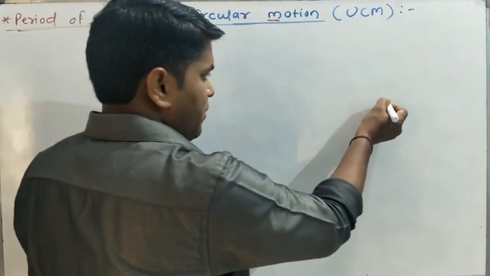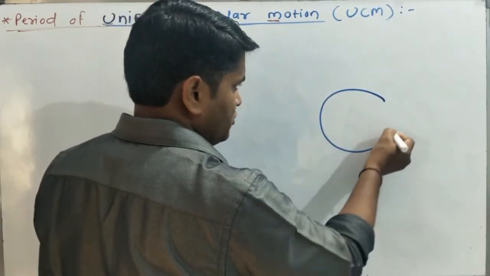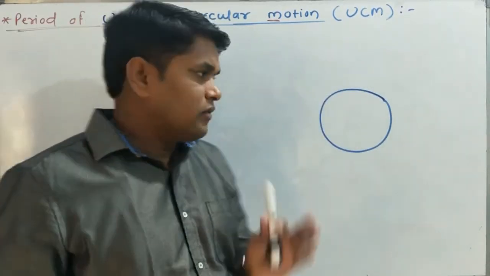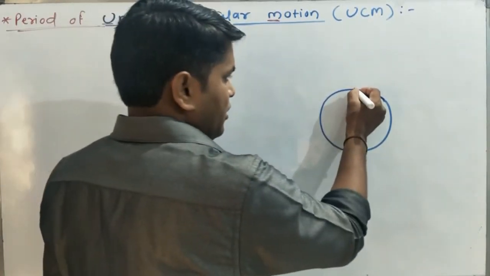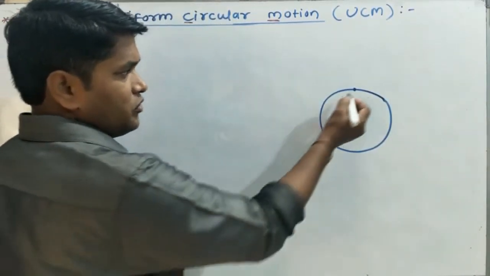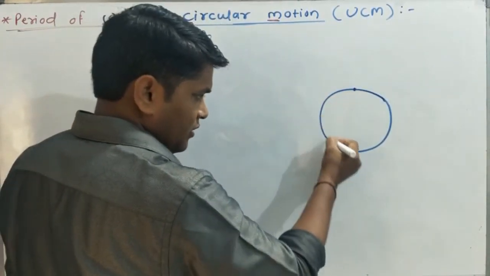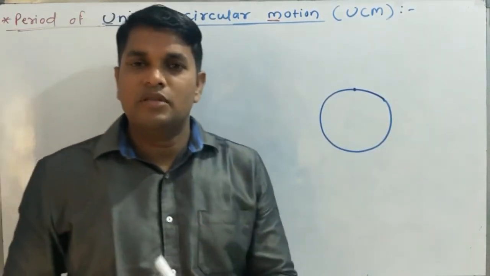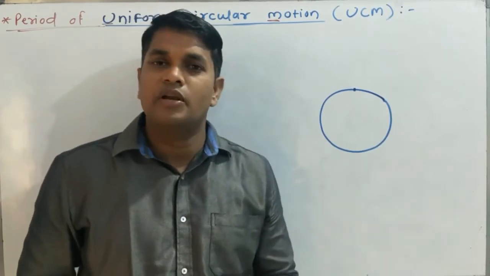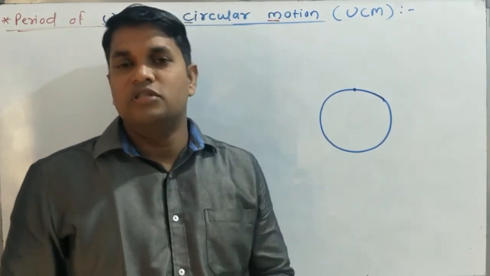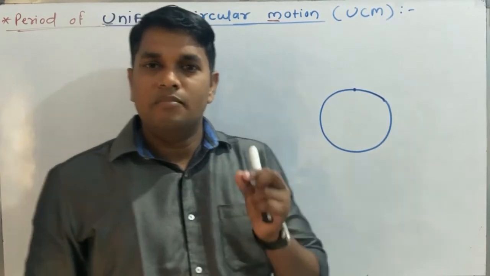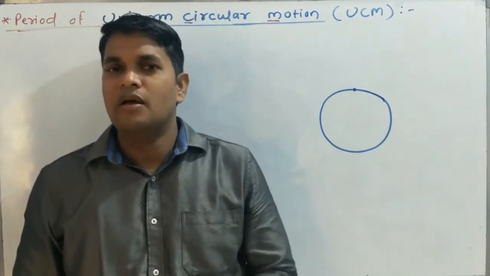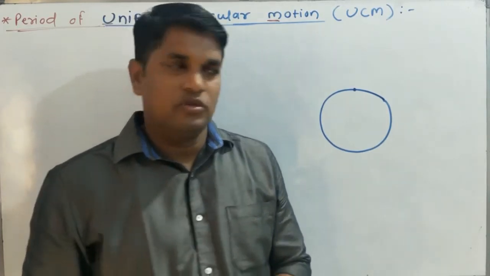Suppose the particle is performing uniform circular motion. Then the time taken by the particle to complete one rotation. Suppose the particle is starting here and completes one rotation, and to complete that rotation, suppose the time required is t. Then that time is called the period of UCM. Simply, what is its definition? The time taken by the particle to complete one rotation performing UCM is called the period of UCM.